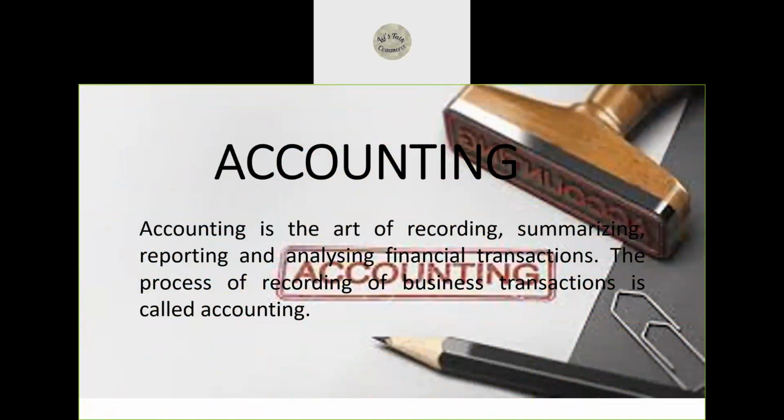the information. The tools of analyzing the information are comparative statements, common size statements, which we will be studying in class 12, and we will be using ratio analysis and all these things. This entire process is known as accounting. The accounting process also we have learned in chapter 1.